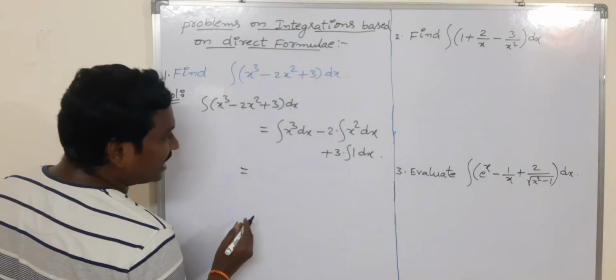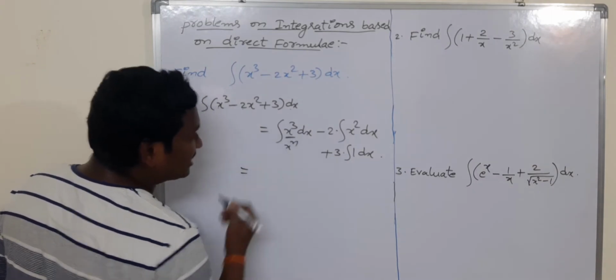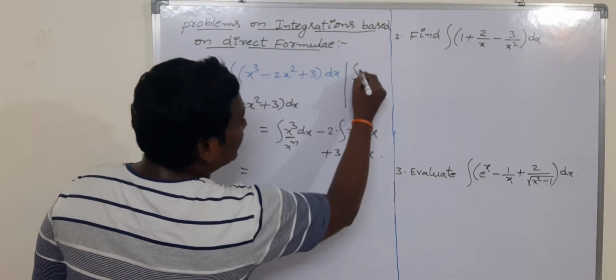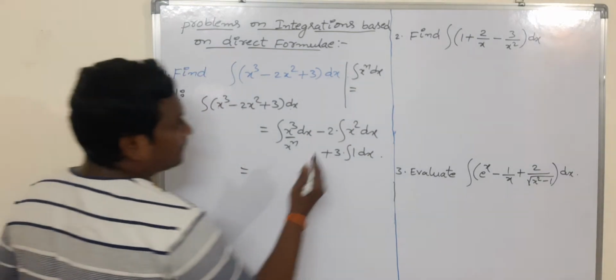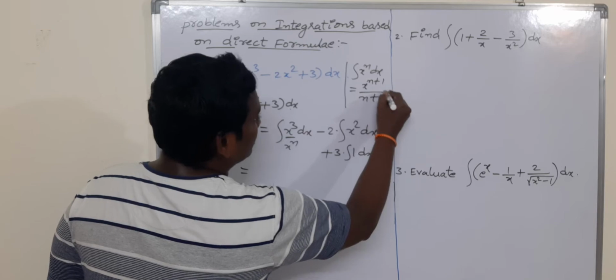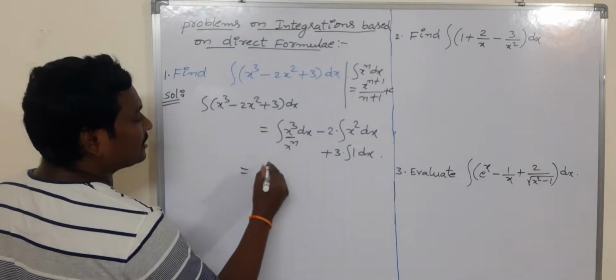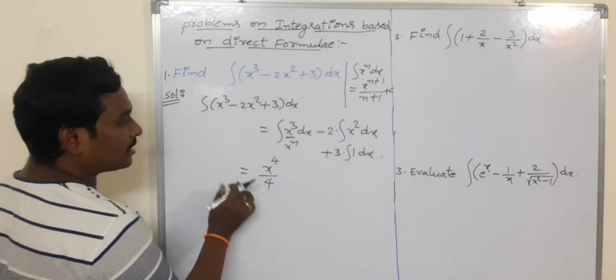So we are observing that here x cube is in the form of x power n. What is the formula for x power n? Integral x power n, yesterday's very first formula, is x power n plus 1 by n plus 1 plus c. So you will get x power 3 plus 1, which is 4, x power 4 by 4. This is the integration of the x cube term.